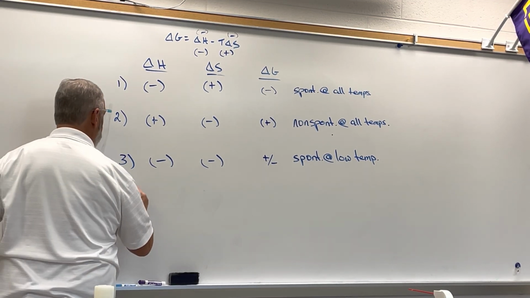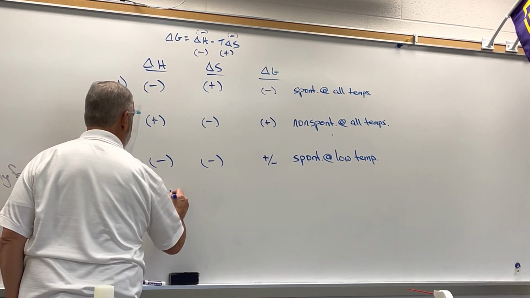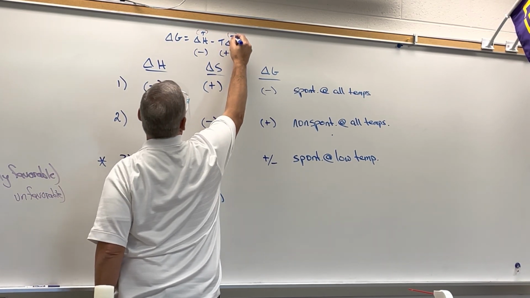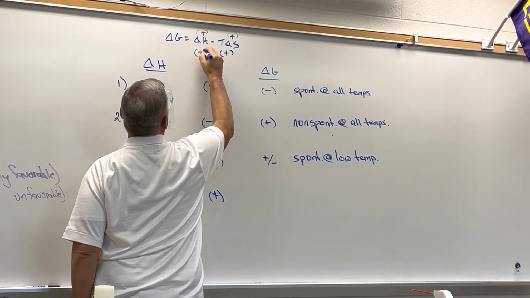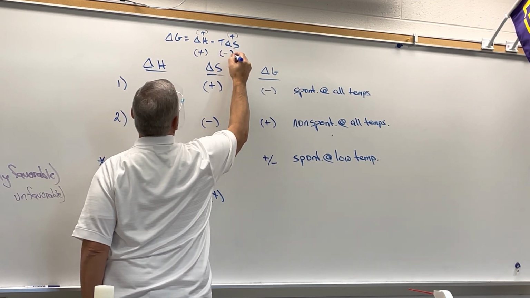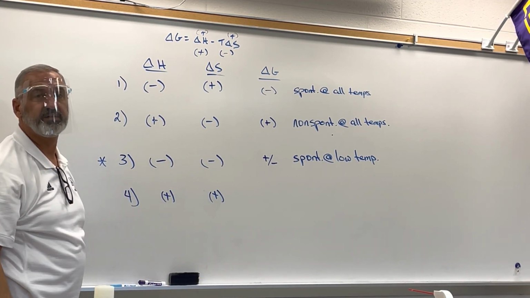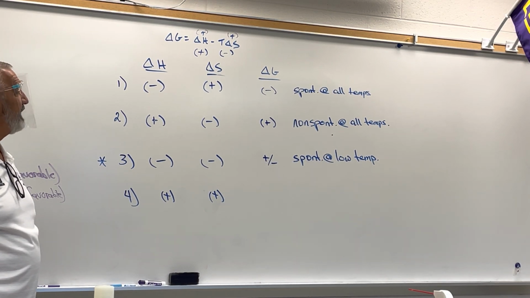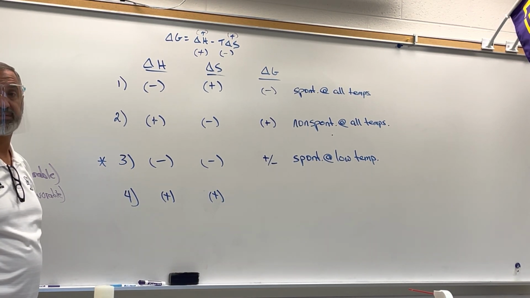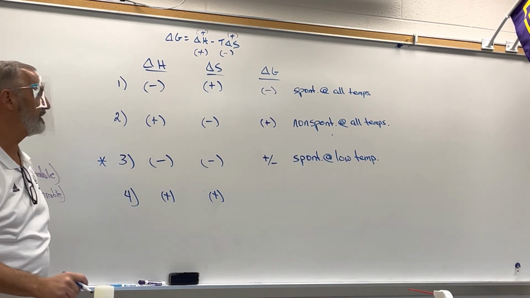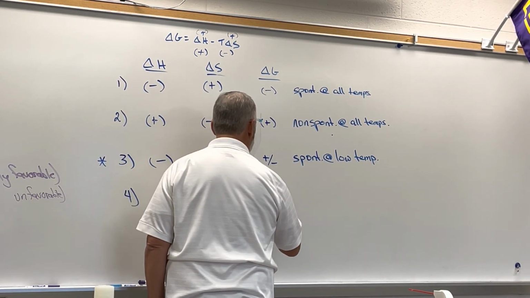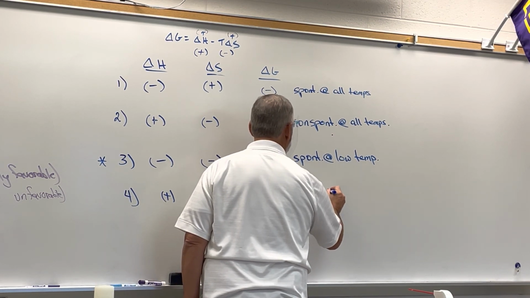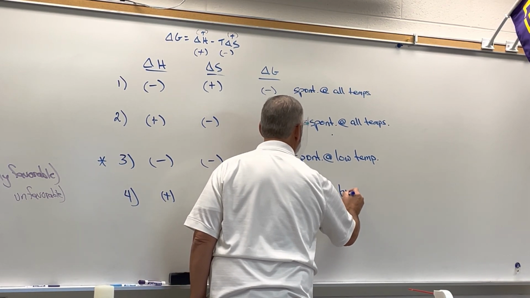But the last one is positive with positive. So if we go positive with positive, now it's going to be positive and negative, right? So what's going to be the case here? Spontaneous at high temperature. Again, the sign can be positive or minus. It's going to be spontaneous at high temperatures.